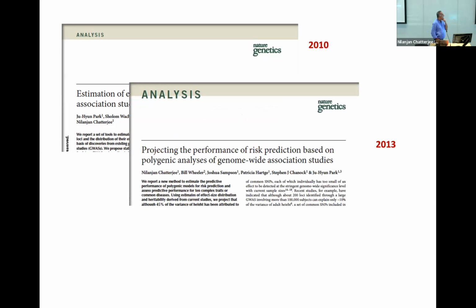And in 2013, we did a paper where we explicitly wrote down some theory on what the performance of this kind of polygenic risk score is going to be as we increase the sample size. We showed that the expected performance of models can be written theoretically in terms of the sample size of the training data set and certain parameters of the genetic architecture of the model. That means if I have some estimates of the effect size distribution, we can plug it into this formula and project out what we expect to happen in the future as the sample size increases.